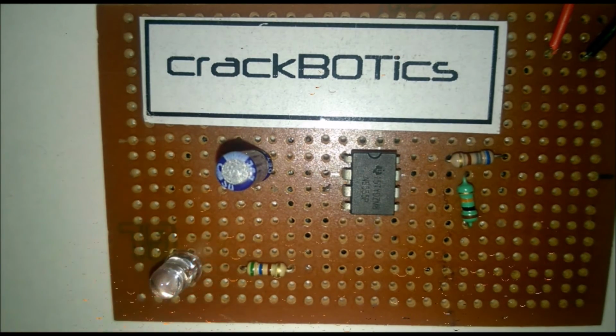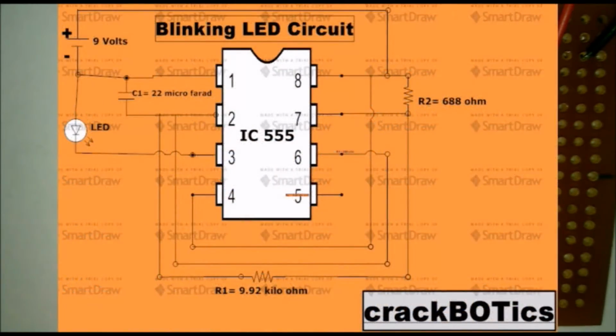Let's have a look at the connections. Pin number 4 is attached to pin number 8, and pin number 2 is attached to pin number 6. Pin number 3 is the output terminal where you will get the oscillating frequency. Pin number 1 is ground, and pin number 5 is the control voltage, which if you want you can ground, or else you can just leave it open.